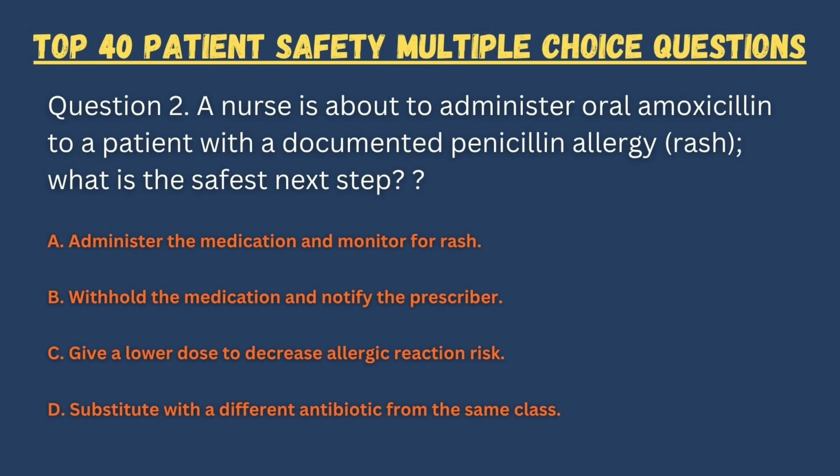Question 2. A nurse is about to administer oral amoxicillin to a patient with a documented penicillin allergy, rash. What is the safest next step? A. Administer the medication and monitor for rash. B. Withhold the medication and notify the prescriber. C. Give a lower dose to decrease allergic reaction risk. D. Substitute with a different antibiotic from the same class.